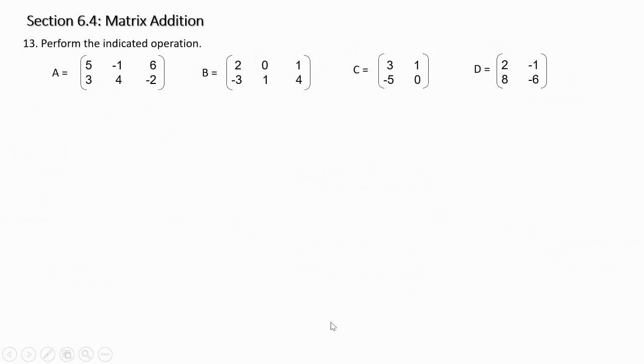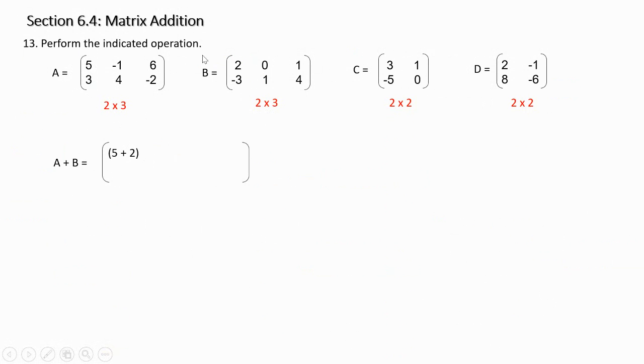Okay, now let's do 6.4. 6.4 is matrix addition. To add or subtract matrices, they have to be the same size. So this matrix A is a 2 by 3, right? Because we have 2 rows and 3 columns. Matrix B is also a 2 by 3. Matrix C is a 2 by 2, and matrix D is a 2 by 2. Here they want you to do A plus B, right? So A is a 2 by 3, and B is a 2 by 3. So this can be done because they're both the same size.